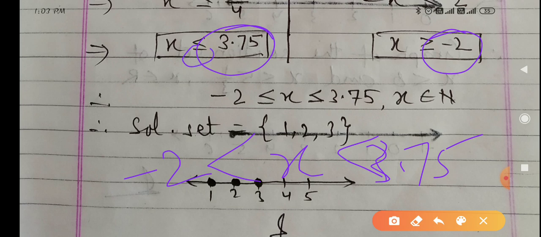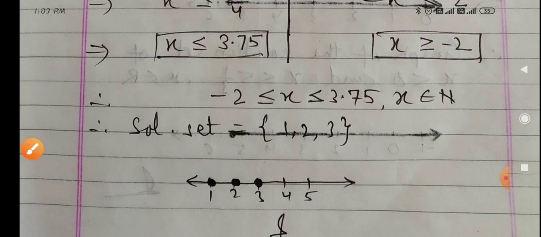Now at both places the equal to sign is there, so the equal to sign here and here you have to put. Now after combining, what you are having is minus 2 to 3.75, but x belongs to natural numbers.